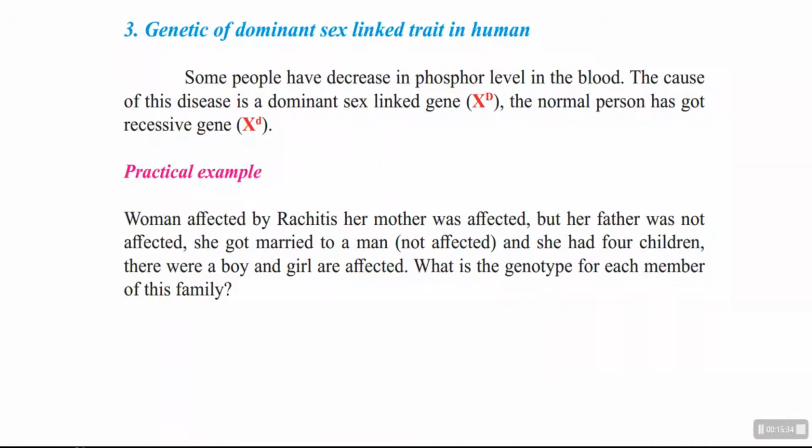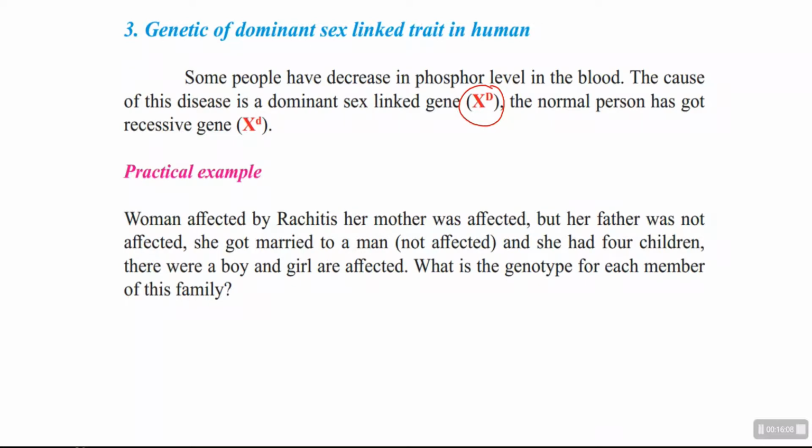Genetics of dominant sex-linked traits in human. What two examples we study? They are recessive, but this one is dominant. Some people have decrease in phosphorus level in the blood. We know phosphorus is needed for bones to be healthy. The cause of disease is a dominant sex-linked gene. The normal person has got recessive X small d. So in this case, there is no carrier because we said the carrier is only for recessive gene.